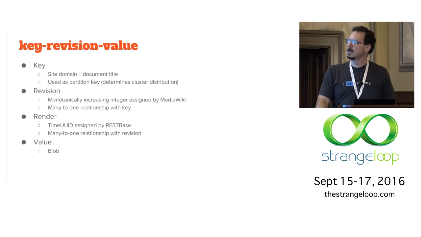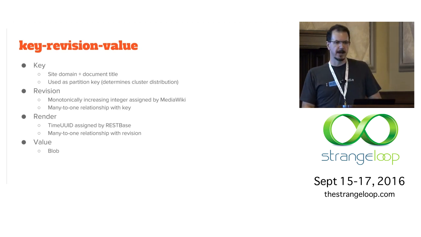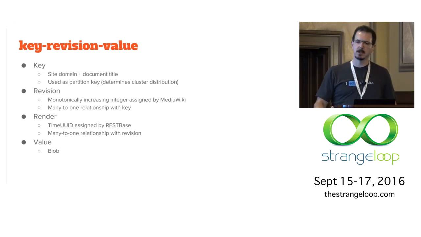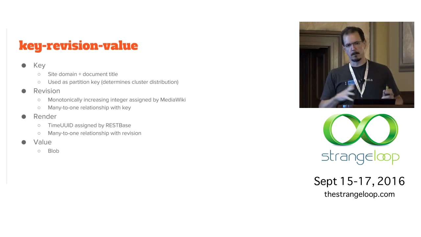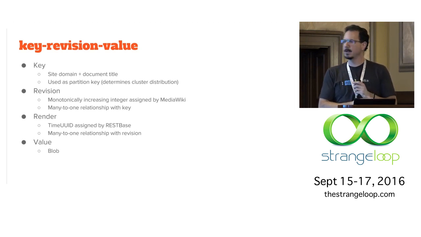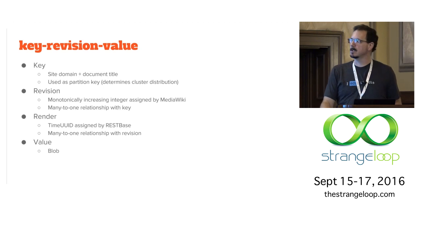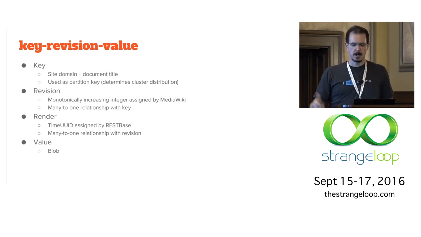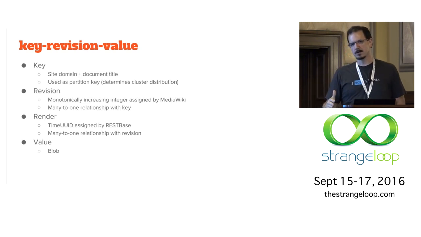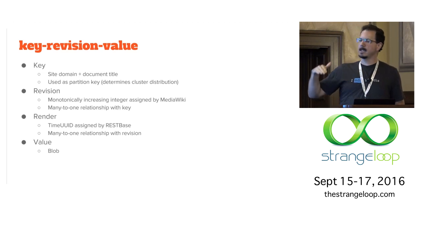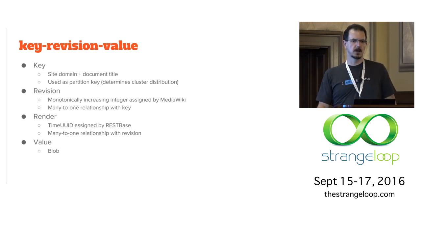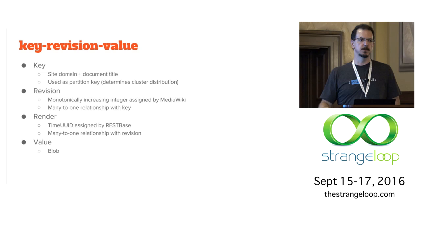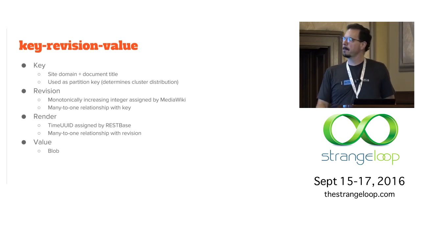We have this storage primitive in Restbase called key-revision-value. The key, for the Parsoid use case, is a combination of the site domain, the site name, and the document title, because documents are unique to a site. And in Restbase's Cassandra storage module, that key ends up being the partition key in Cassandra, so that's what determines distribution throughout the cluster, ultimately.